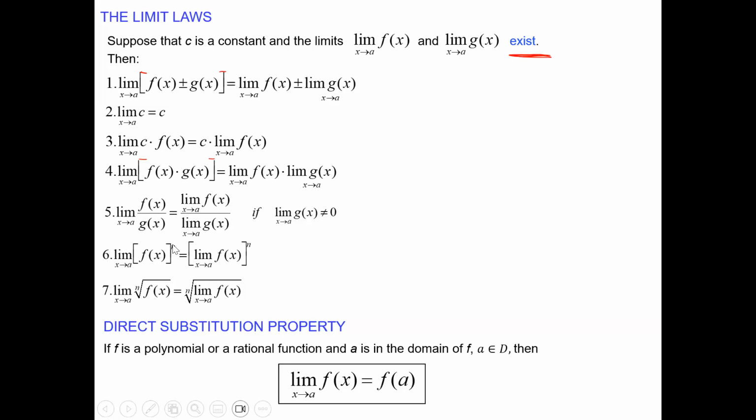And then the limit of the power function is the power of the limit, and the limit of the nth root is the nth root of that limit. Yeah? Thinking about existence and continuity of this.